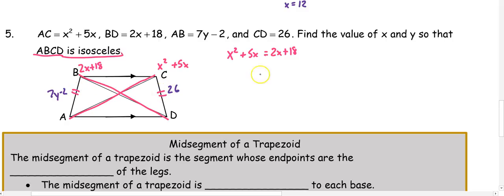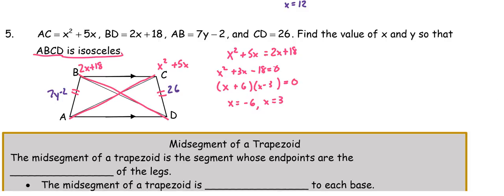So I'm going to get everything to the x squared side. x squared plus 3x minus 18 equals 0. So I need two numbers that multiply to negative 18 and add to 3. So I have x plus 6 and x minus 3. When I switch those signs, I get x is negative 6 and x is 3. Both of these numbers, when plugged in, will get us a positive. So both answers are working for x.